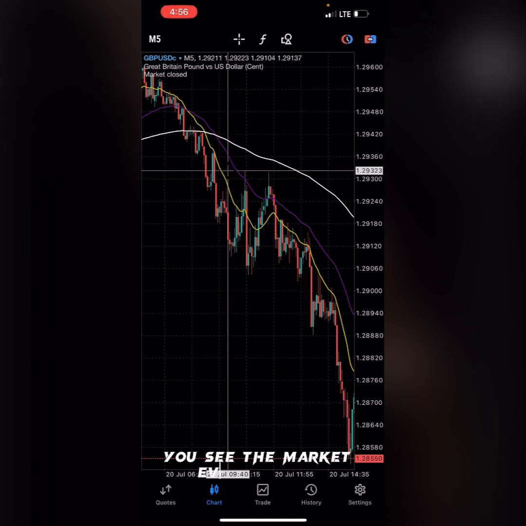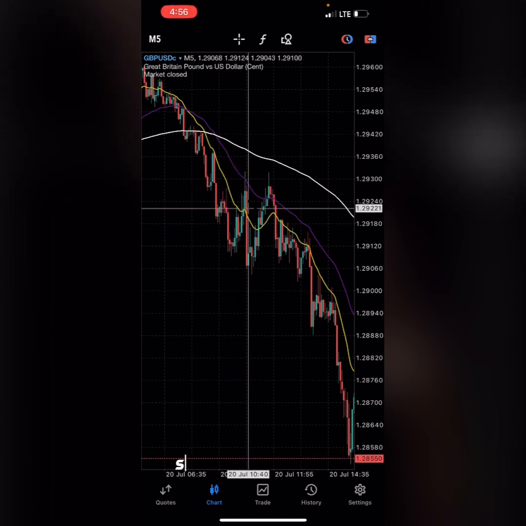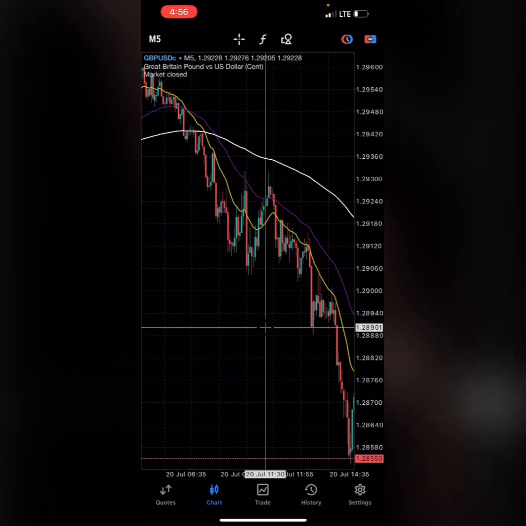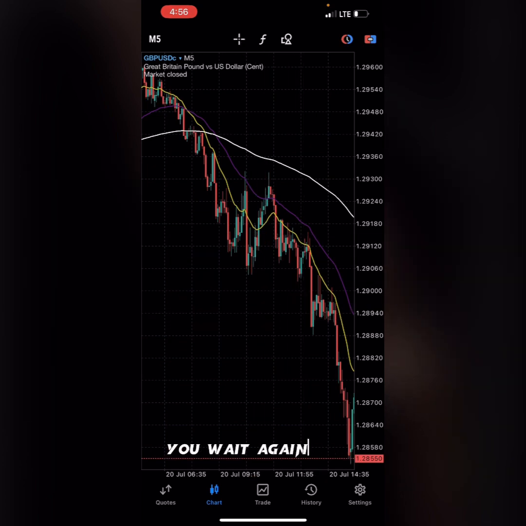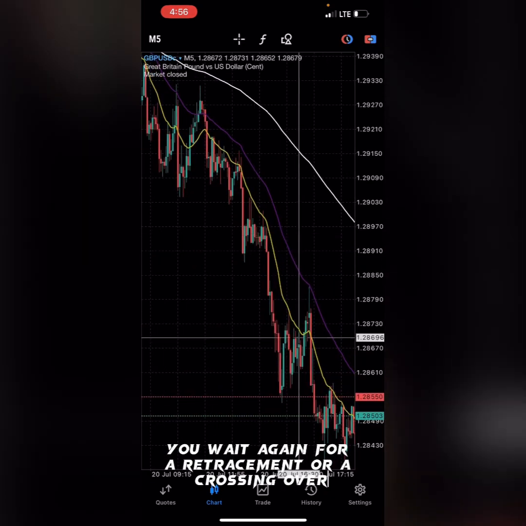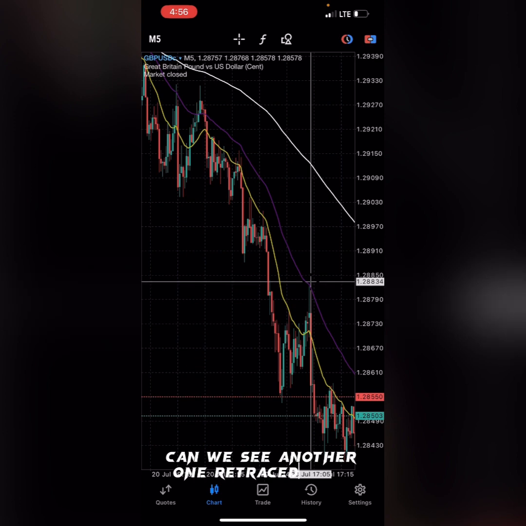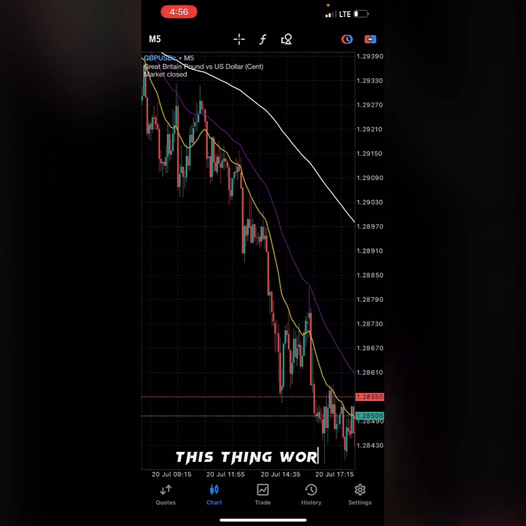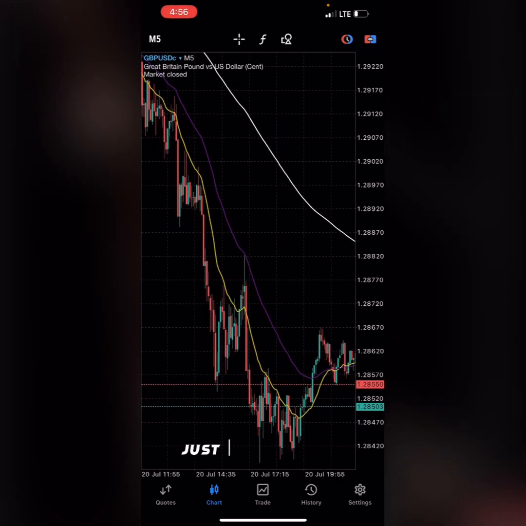You see the market even came up, but it didn't take us out. So what happened? The market dropped. Your 1 to 2 is intact. You wait again for a retracement or a crossing over. Can we see? Another one retraced again. You see, guys, this thing works like magic. Just follow the instructions carefully.